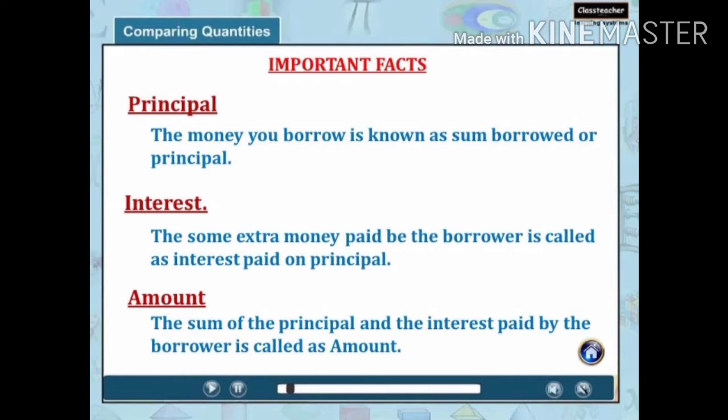So principal, the money you borrowed, is known as sum borrowed or principal. Then interest, the extra money paid by the borrower, is called interest paid on principal. Then amount, the sum of principal and the interest paid by the borrower, is called amount.